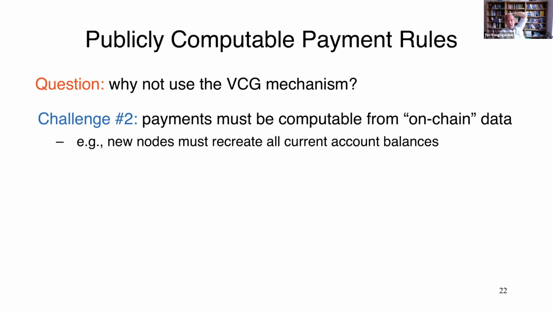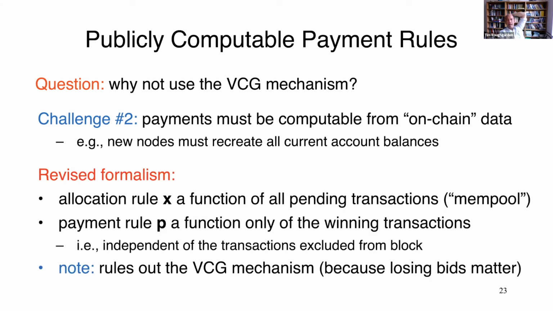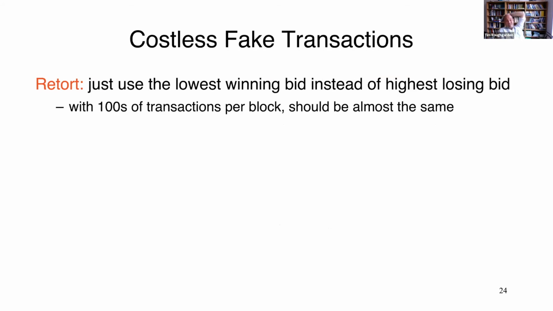So that's an immediate obstacle: we have to use restricted mechanisms with the property that the transaction fees, the payments, depend only on on-chain information and are independent of the excluded transactions, okay? And so technically that does rule out the second price auction and, more generally, the VCG mechanism, where payments do depend on the losing bids, okay? So the only difference we're going to make here is to restrict the payment rule to reference only what's in the block as opposed to everything that's in the mempool.